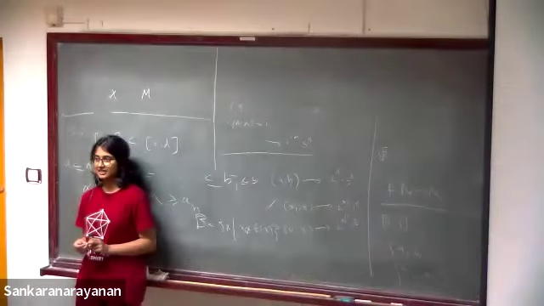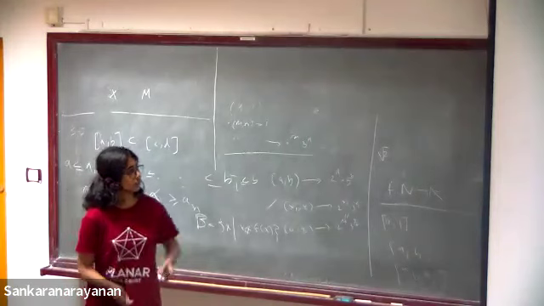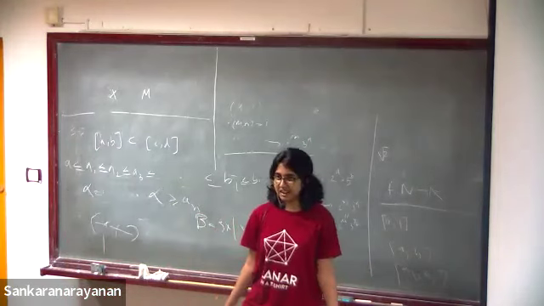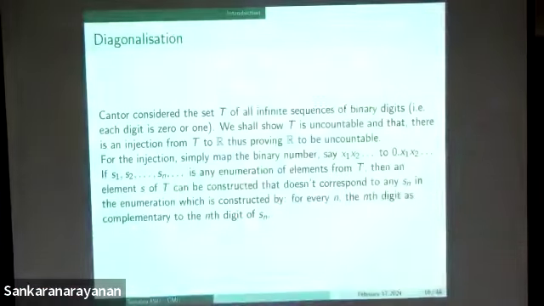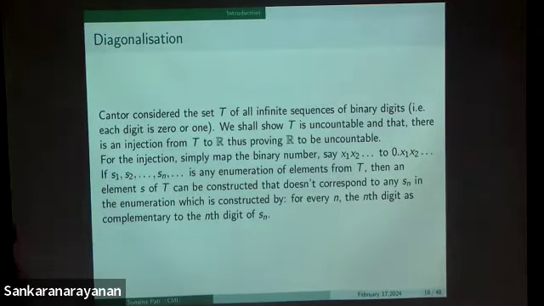Okay, cool. Then we have the diagonalization thingy. I cannot pronounce that. So how did Cantor prove that reals are uncountable? He considered the power set. Power set of what? Actually, no, that is too powerful. He worked with just 0 and 1. Binary, like just 0 and 1.